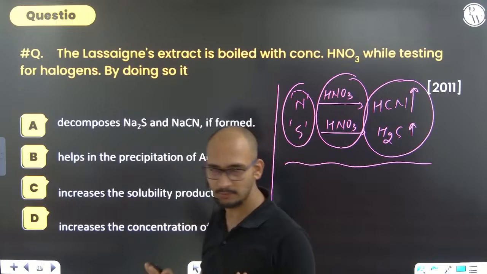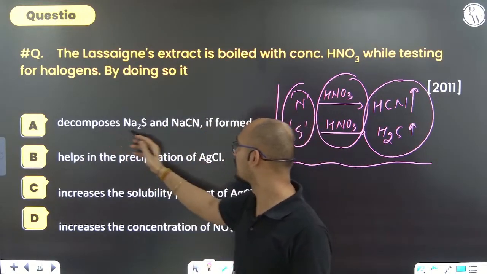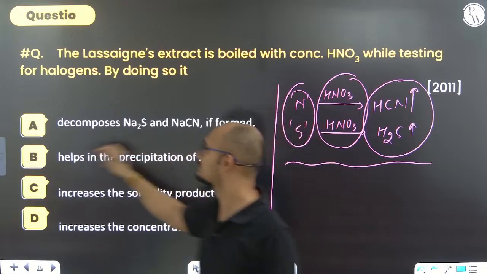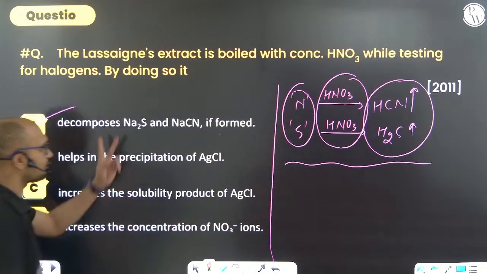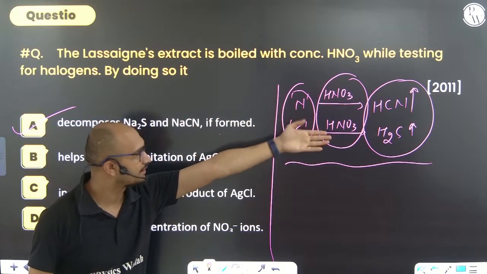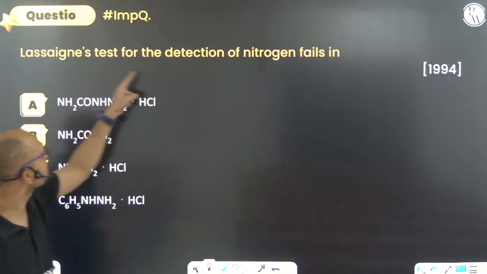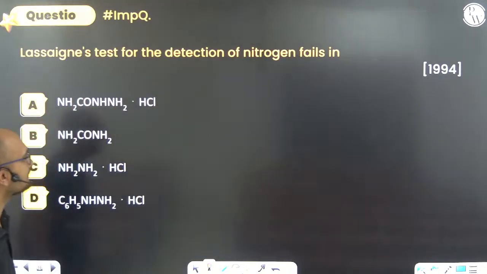With the help of the precipitate, the color of the precipitate, you can easily understand what is the correct answer. Here, to decompose Na2S and NaCN if formed. Yes, of course it is correct, because once it is forming Na2S and NaCN, HNO3 reacts with that to give HCN and H2S. Yes. Lassaigne's test for the detection of nitrogen fails.